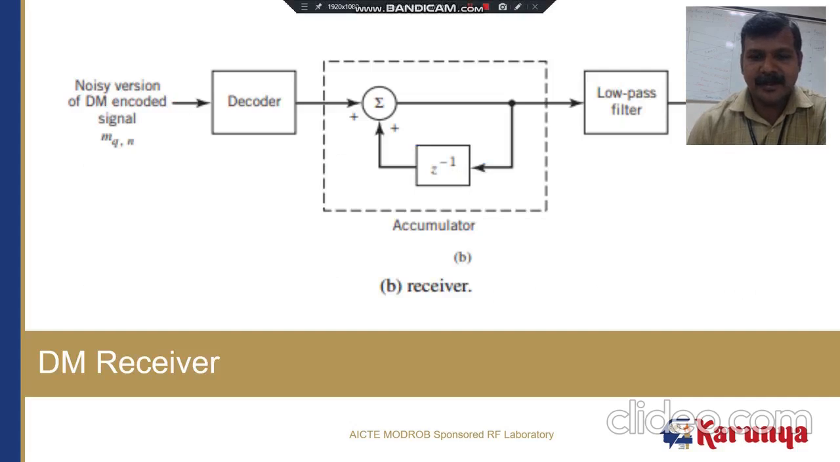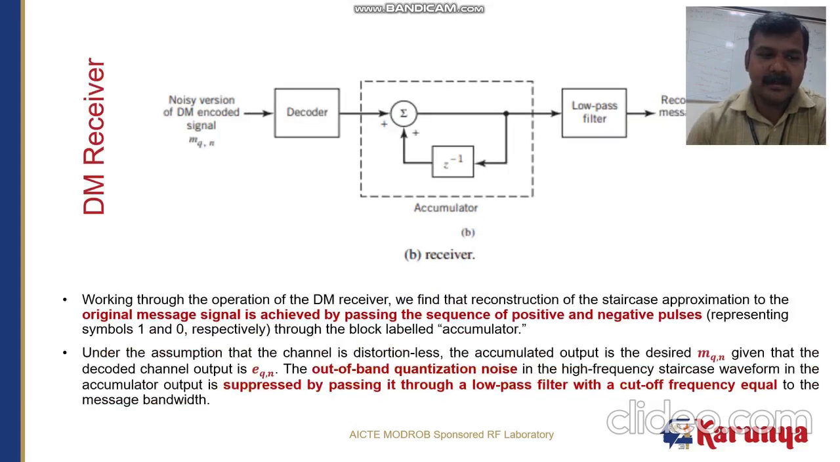Let's see now the delta modulation receiver. It is going to be a reverse or inverse of the delta modulation transmitter. The only difference is that, to null out or reduce the noise, we have a low pass filter at the last part of the delta modulation receiver. So let's see about the delta modulation receiver.